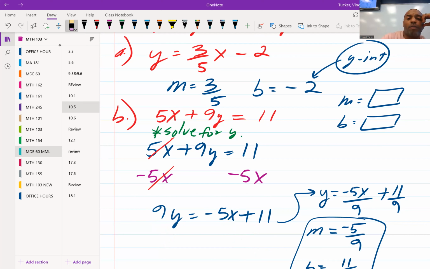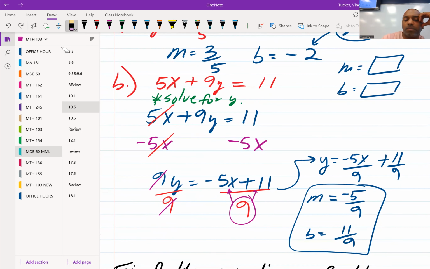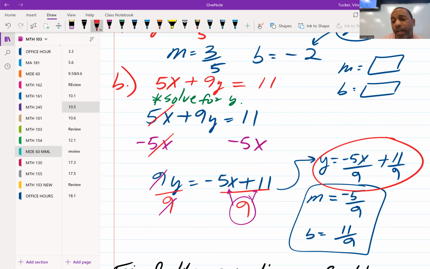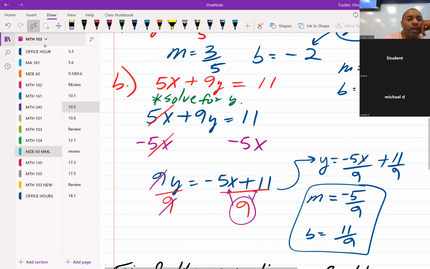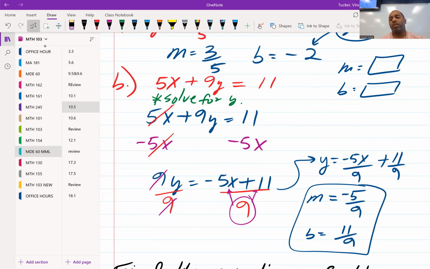Then to get the 9 off of y, we divide both sides by 9. And then you see we have y equal to negative 5x over 9 plus 11 over 9. That 9 has to go into each term on the right side of the equation. Once you've done that, simplify it as much as possible. Negative 5/9 will be our slope, and 11/9 will be our y-intercept.